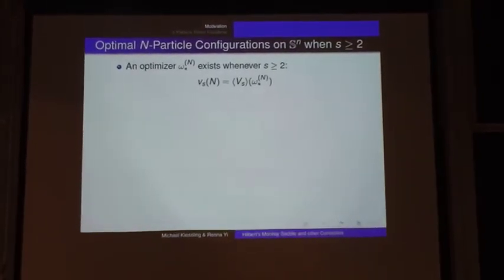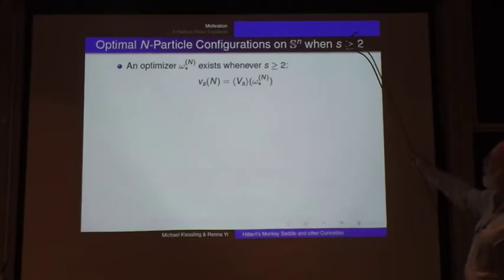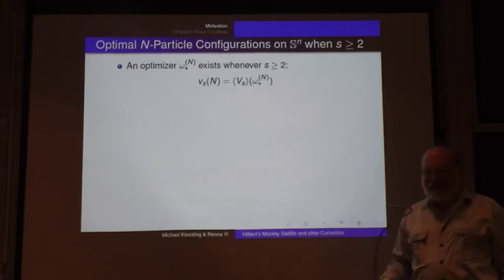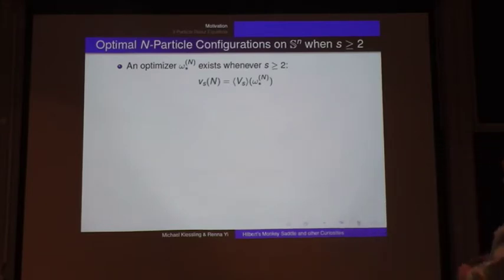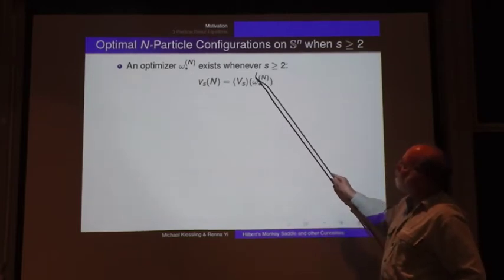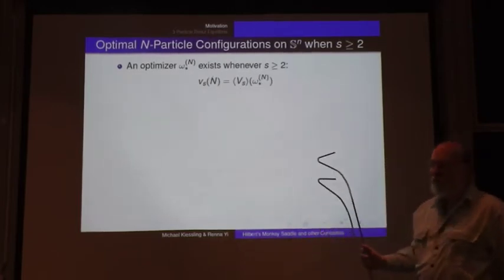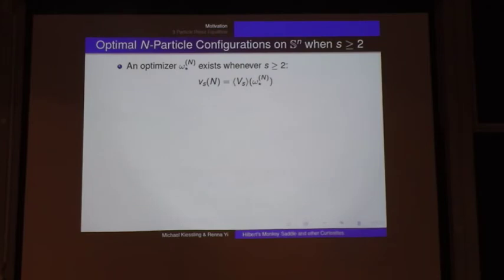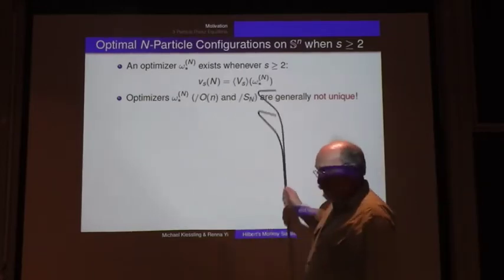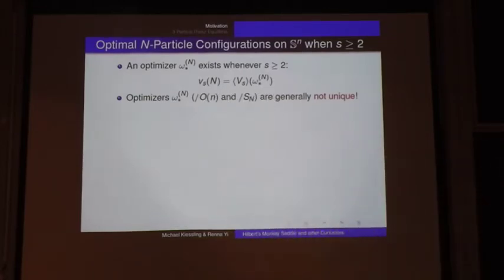And what do we know about those? Well, if the parameter S is bigger or equal than 2, then an optimizer actually exists always. So that means give it a star here, and so you stick in that configuration, and that gives you what you computed or what you know existed as the infimum. But they are not unique. Even if you factor out the rotations and you factor out the permutations, there may be more than one optimizer.